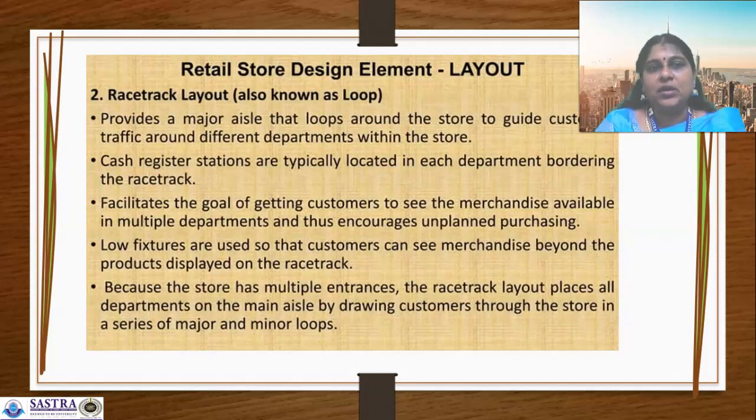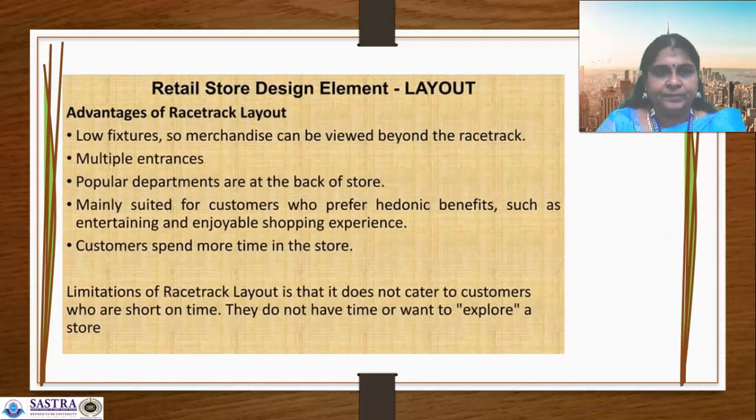Low fixtures are used so that the customers can see merchandise beyond the products displayed on the racetrack. Because the store has multiple entrances, exits or pathways, the racetrack layout places all departments on the main aisle, drawing customers through the store in a series of major and minor loops. What are the advantages of the racetrack or loop layout?